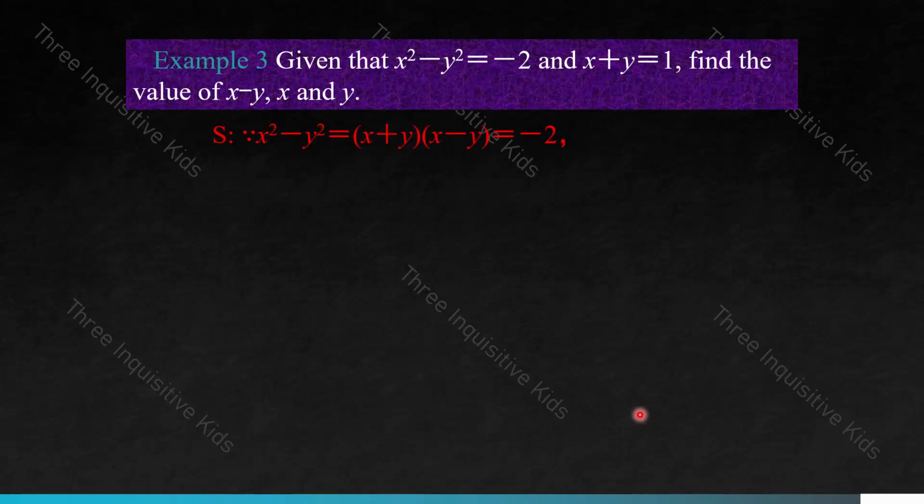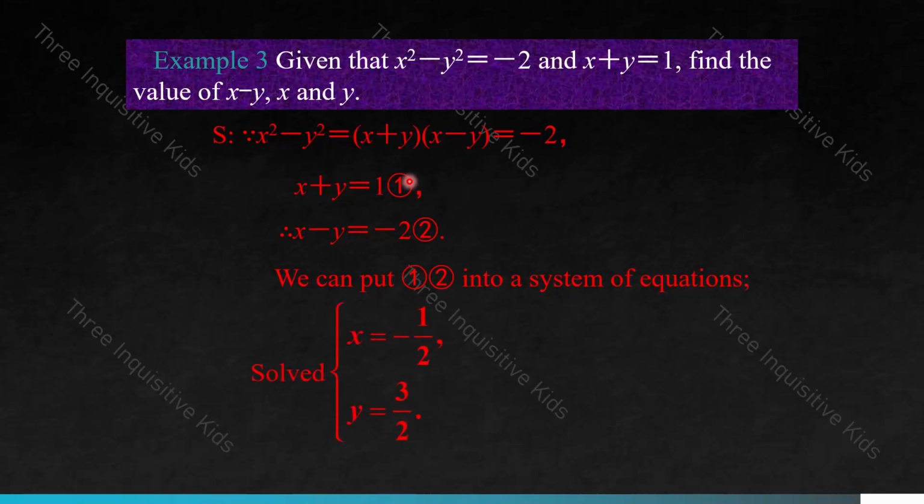Alright, so here is our solution. Since we can break x squared minus y squared down into x plus y times x minus y, then we know that (x plus y) times (x minus y) is equal to negative 2. Then we can substitute x plus y with 1, which means that x minus y must be equal to negative 2 in order to make this equation true. We can put these two equations into a system of equations and solve: x is equal to negative 1/2 and y is equal to 3/2.